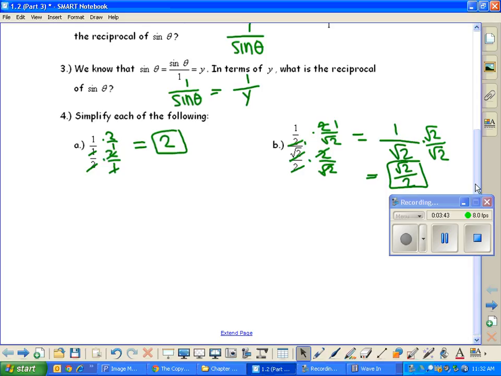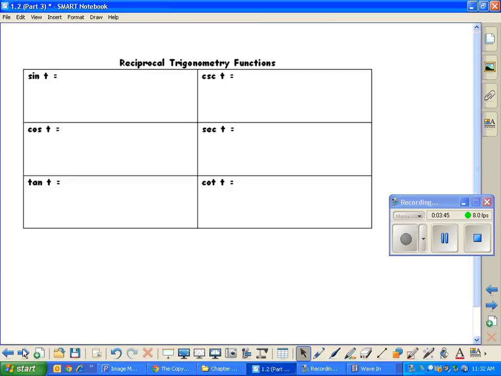All right, moving on. This is the bulk of what is happening today. This is establishing those reciprocal trig functions. We know 3 out of 6. We are halfway there. It is not that scary, right? We're not scared of trig. Not scared of trig functions. We're good to go.